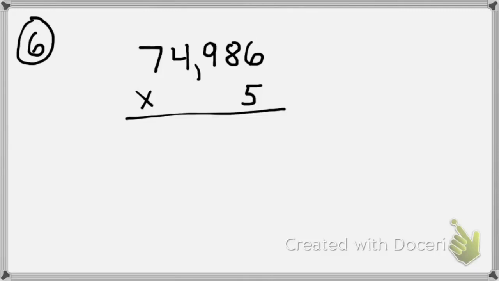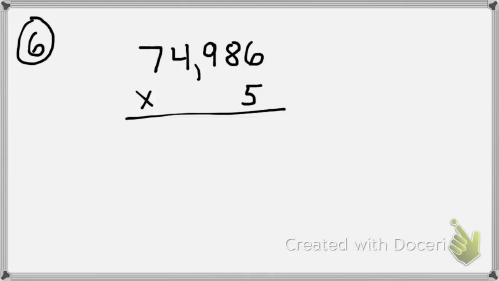And for problem number 6, we're given the problem 74,986 times 5. We need to find an estimate. So again, we'll use left-end estimation. I'm going to show you the way I would do it in my head mentally. I go through all the steps and say everything, I just don't write it all down. So in my head, I'm going to say, okay, my left-end digit is 7, so it's either going to round to 70,000 or 80,000. The digit to the right of the 7 is a 4.